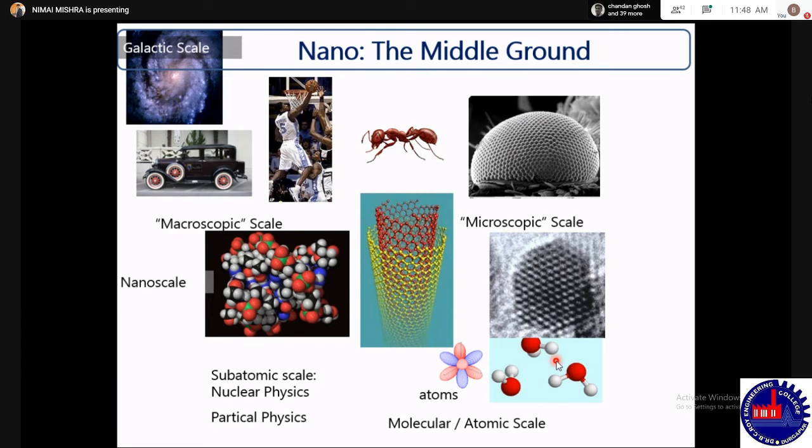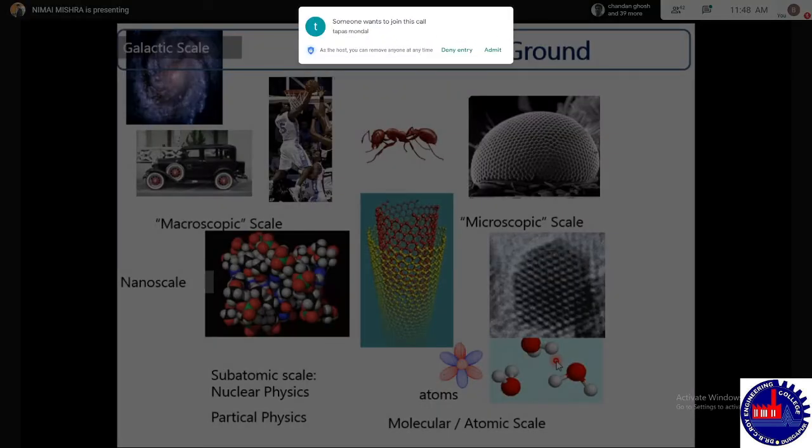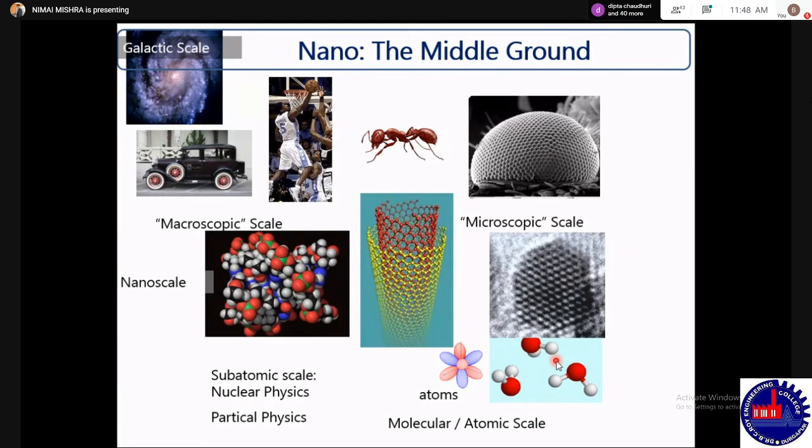That means hundreds or thousands of atoms or molecules together, and that brings a nanoscale, and their electronic structure changes. And when their electronic structure changes, the mechanical, physical, and chemical properties do change, and that's how the nanoscale materials are so interesting for all of us.